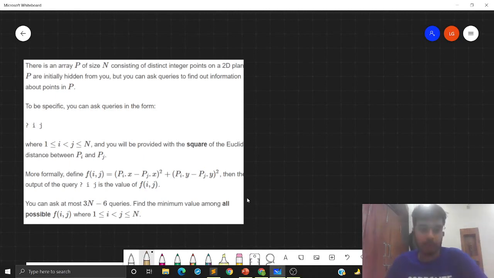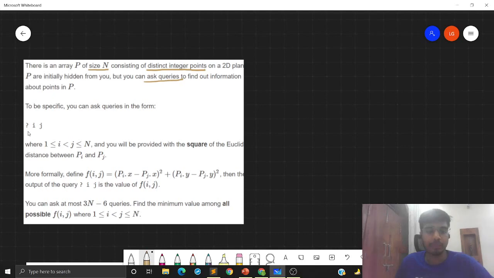Let us first go through the problem statement. Initially there is an array P of size n consisting of distinct integer points lying on a 2D plane. The points in P are initially hidden from you, but you can ask queries to find out information about them. So we have n distinct points on a 2D plane, but we are not aware of those points. But we can ask some queries that can help us figure out some information about them.